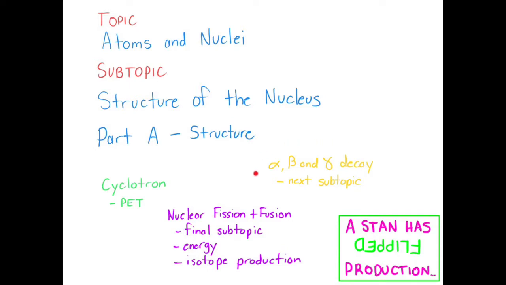This stuff is also very important to understand alpha, beta and gamma decay, which we're going to cover in the next subtopic. And in what will actually be our final subtopic for the year, which will come after alpha, beta and gamma decay, we're going to look at nuclear fission and fusion. And what we're going to learn about today is going to be related to why we get so much energy out of nuclear reactions, and also in conjunction with how we can make new isotopes in a nuclear reactor. So I think that'll become apparent as we look at those two topics.